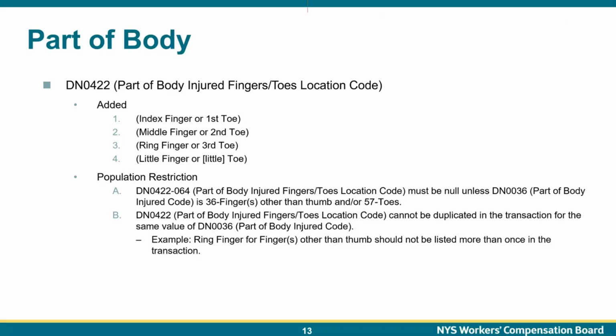DN422, part of body injured fingers toe location code, cannot be duplicated in the transaction for the same value of part of body injured code. An example of that, just like we'd used for the arm and hand earlier, is ring finger for fingers other than thumb should not be listed more than once in the transaction. So if you're reporting a ring finger and the claimant has injured both of their ring fingers, we would expect bilateral. So this is just letting you know that you can't report a left ring finger and right ring finger.